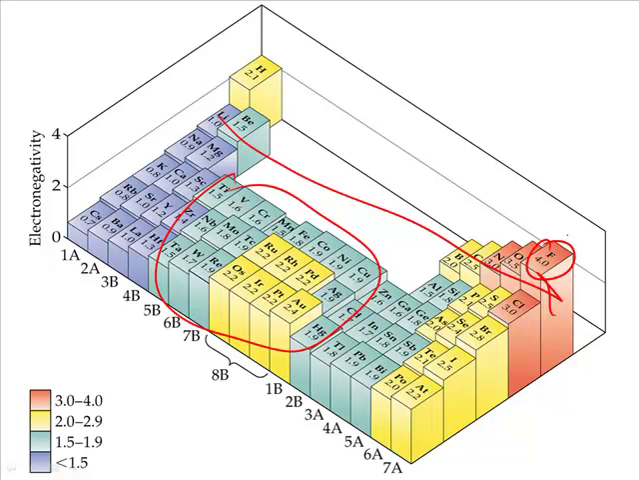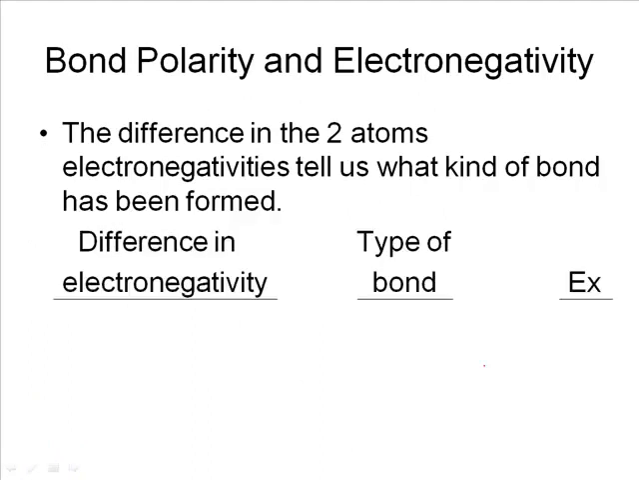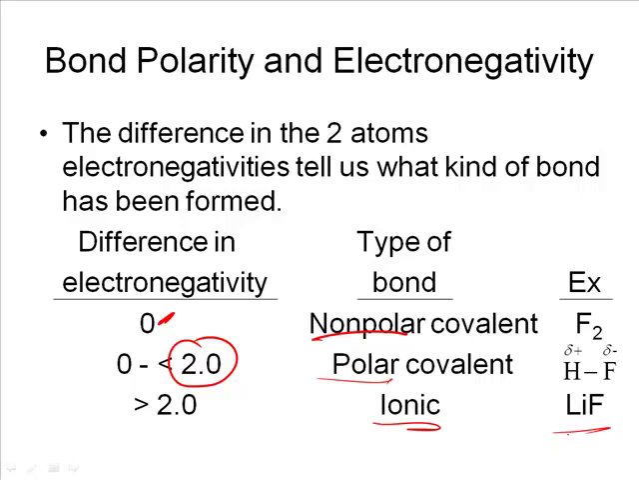So as you go across the periodic table, it goes up, and as you go down the periodic table, it goes down. Now, the difference in these electronegativities will tell us what kind of bond has been formed. If there is no difference in electronegativity, if both atoms are pulling with the same amount of force, then you've got a nonpolar bond. If they've got an electronegativity difference of up to somewhere around 2, then you do have a polar bond. And if the electronegativity difference is greater than 2, then you theoretically would have an ionic bond.